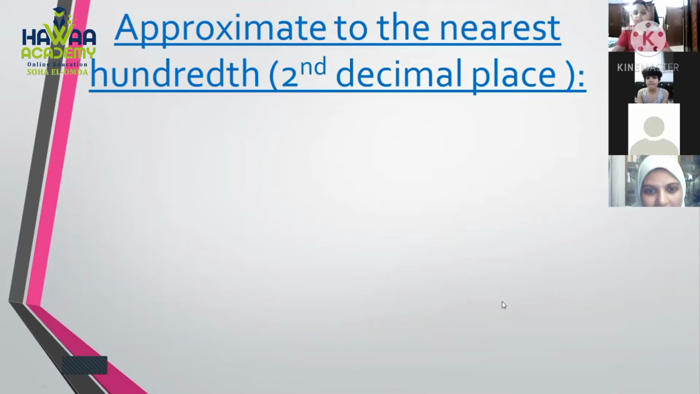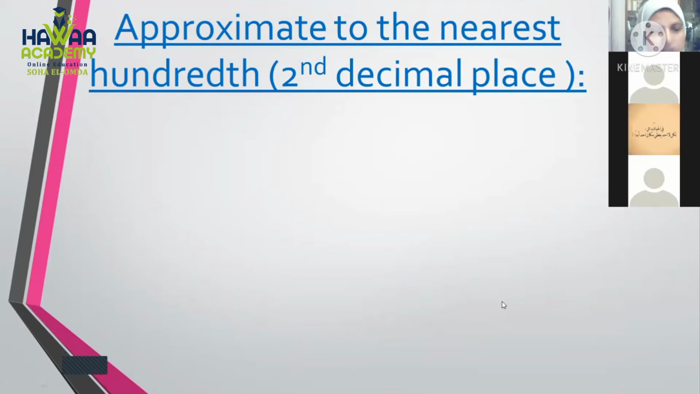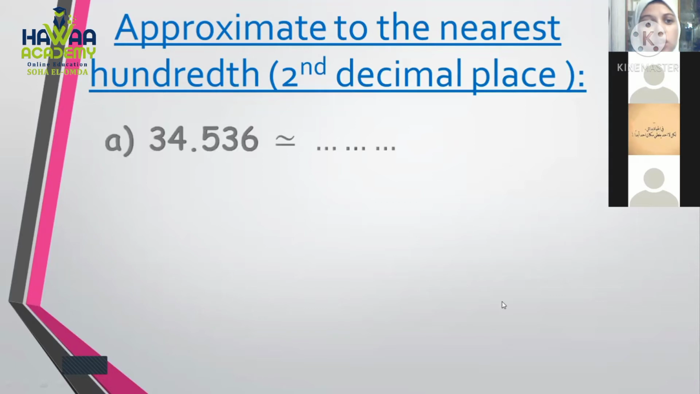Repeat after me. Hundredth means what? 2 decimal places. So hundredth means 2 decimal places. Okay, what's meant by 2 decimal places?